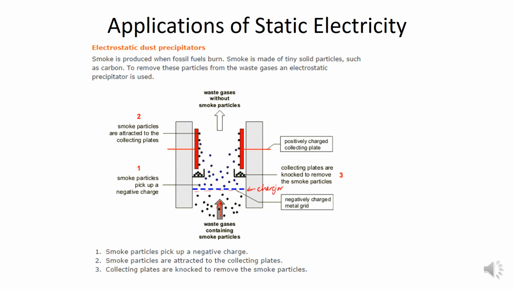The next step is for them to pass by these red plates which would be oppositely charged, and we know that opposites attract, so the particles stick to them. These are called collecting plates, and the particles can be removed from the collecting plates into somewhere that collects them, and then removed from the chimney. So it's like a filtering process.